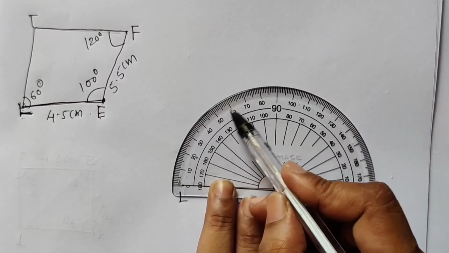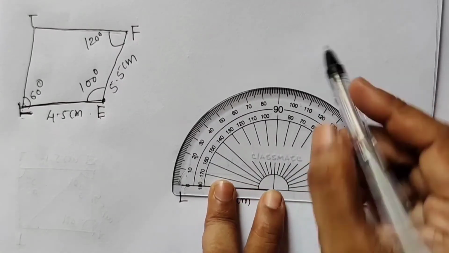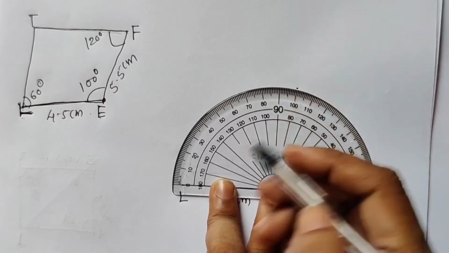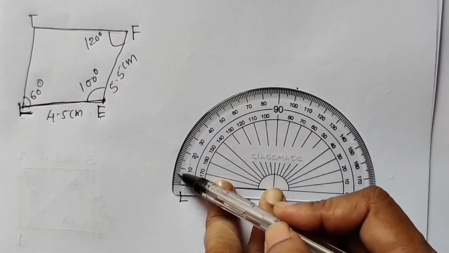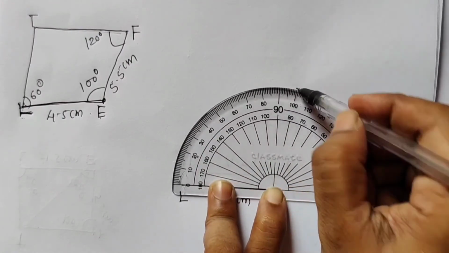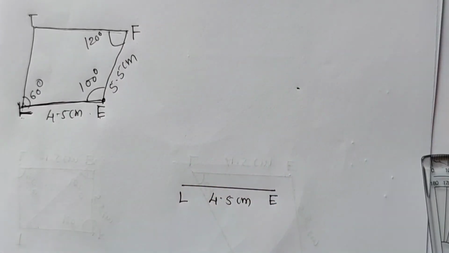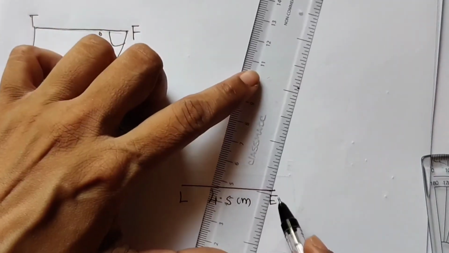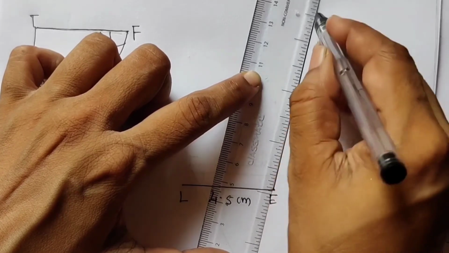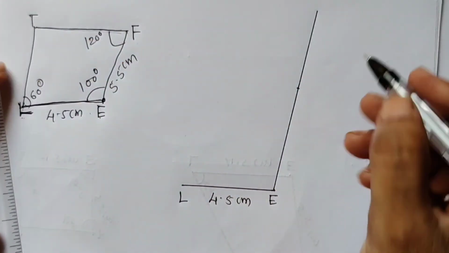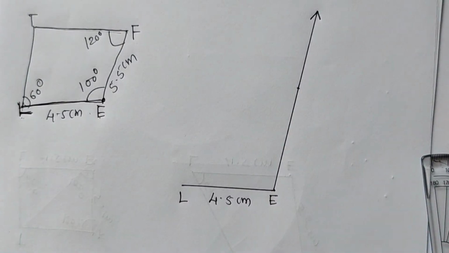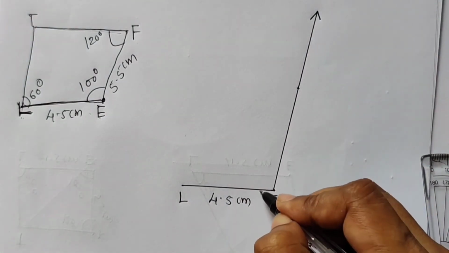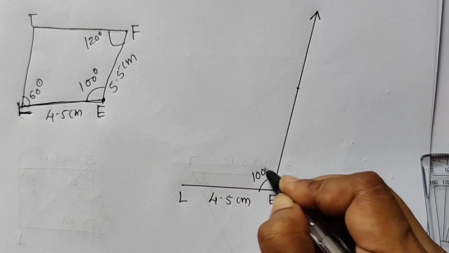So 0, 10, 20 like this, and where the 100 comes, here it is 100. You cannot take this 100, because this 100 comes when you start from the right hand side 0. When you start from the left hand side 0, 100 comes here. So put the point here and then draw the ray. Sorry, I have drawn a ray here, not arc. This is a ray. And then we have to write 100 degree here.